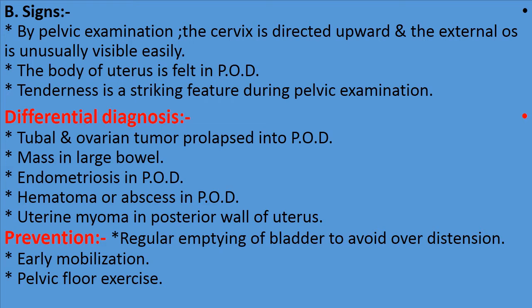How do we prevent retroversion of the uterus of the puerperal type? First, regular emptying of the bladder to avoid overdistension, which pushes the uterus backward. Early mobilization and pelvic floor exercises.